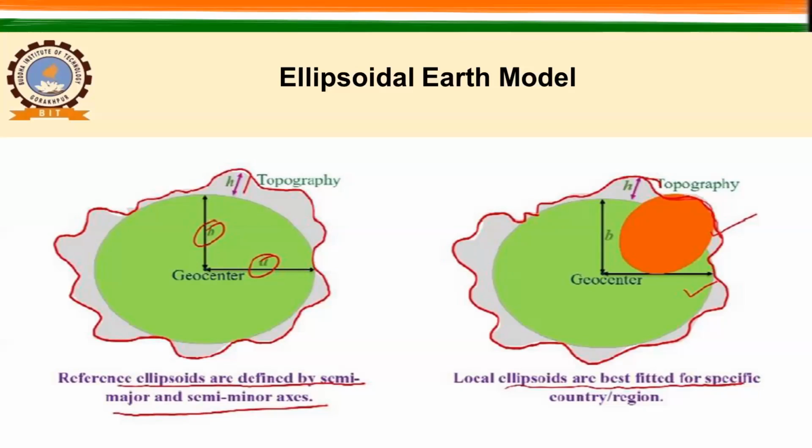If you want to understand more about this ellipsoid, let us understand the topography and what mathematical surface we are assuming here. This is the topography. I hope you are able to see this. This is basically your topography, and this is known as small h, and this is the semi-major and semi-minor axis, A and B, and this is the geocenter.